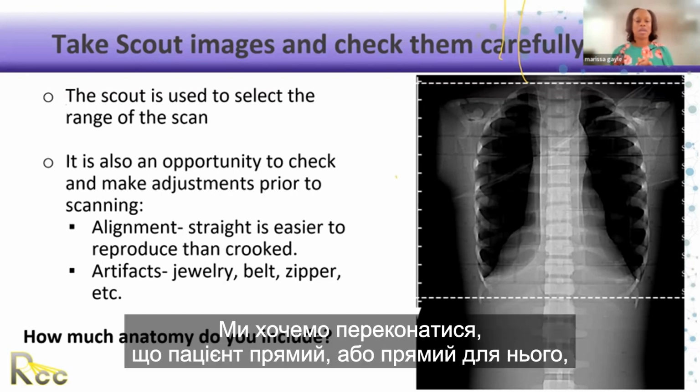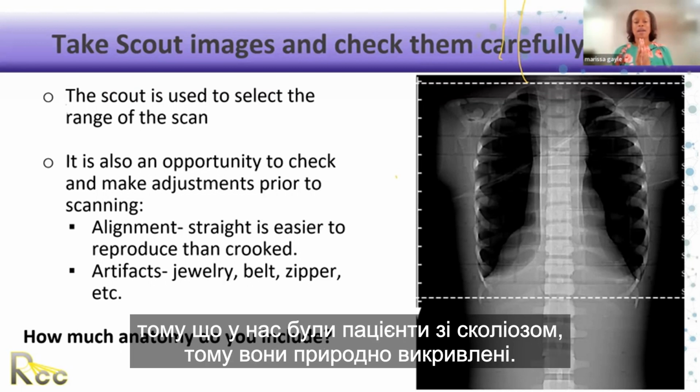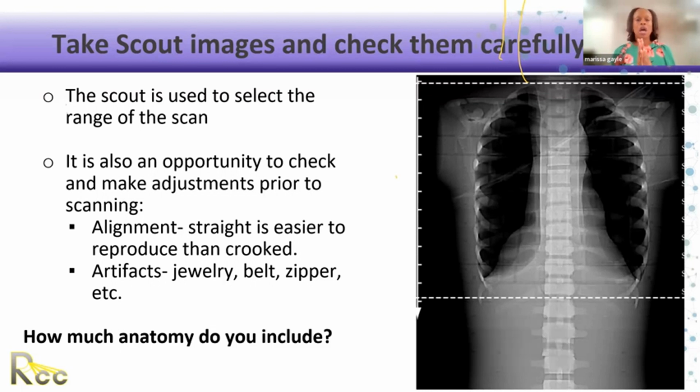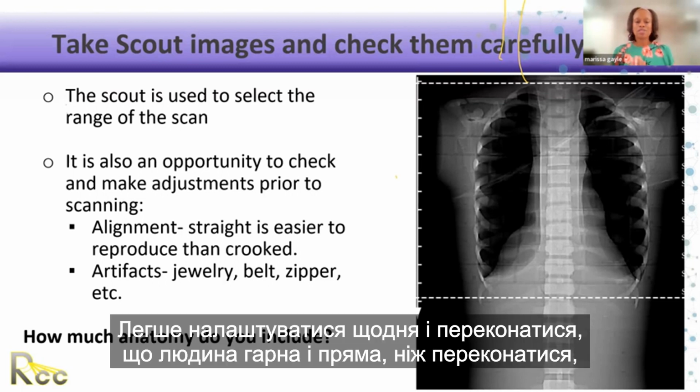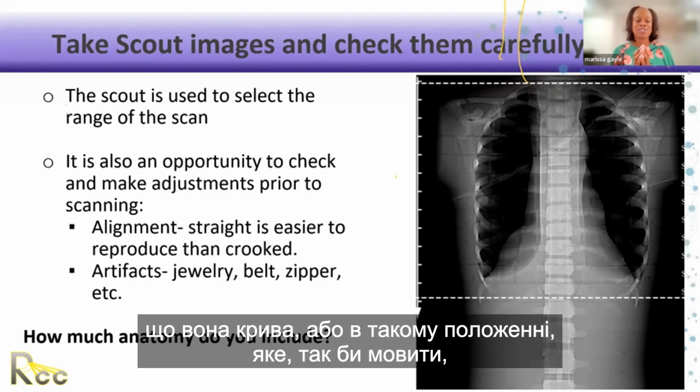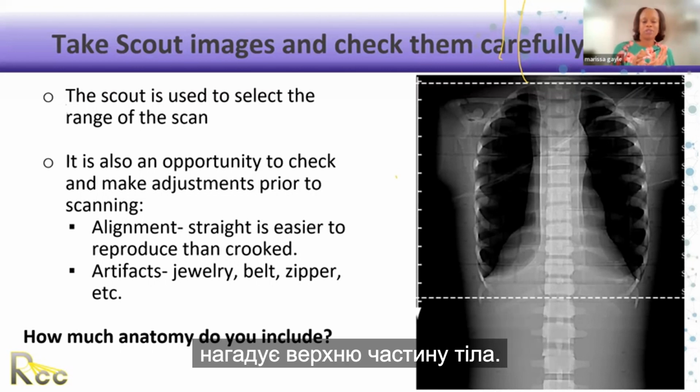We want to make sure that the patient is straight, or straight for them, because we've had some patients that have scoliosis, so they're naturally curved. This way, this is reproducible. It's easier to set up every day, make sure that the person's nice and straight, than to make sure that they were crooked or in a position that's kind of topsy-turvy, so to speak.